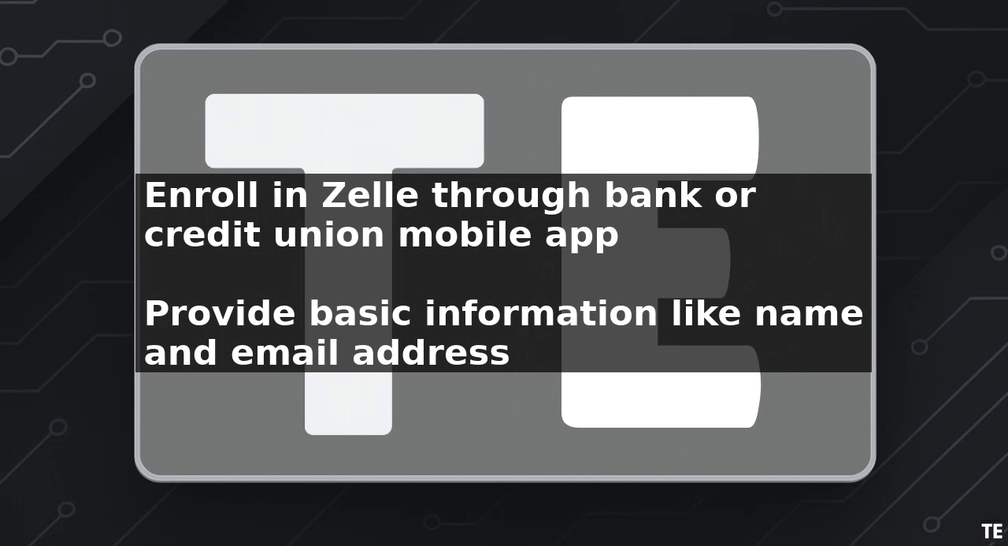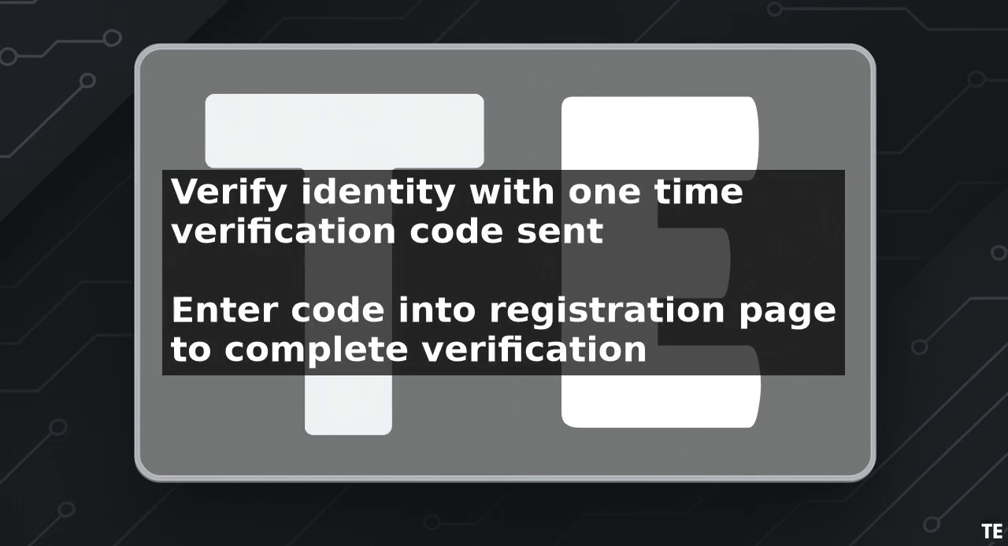After verification, you can link your bank account to Zelle by selecting the account you want to use. For sending and receiving money, you may need to provide your account and routing numbers to complete this step. Once your account is linked, you can start using Zelle to send and receive money with friends, family, and others who are also enrolled in the service.